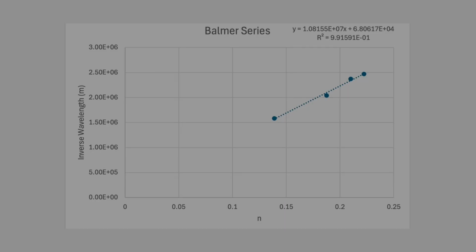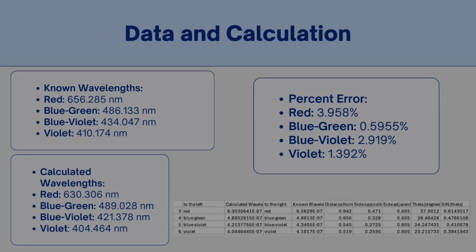Here you can more clearly see our graph using a linear trend line. We also took the known wavelengths of each of the color segments we saw from NIST, the National Institute of Standards and Technology, which gave wavelengths of 656, 486, 434, and 410. Compared to our calculated wavelengths using the D value from the mercury tube, we got wavelengths of 630, 489, 421, and 404. The percent errors were each pretty small, around 4%, 0.6%, 3%, and 1.4%. You can see our calculations down below.